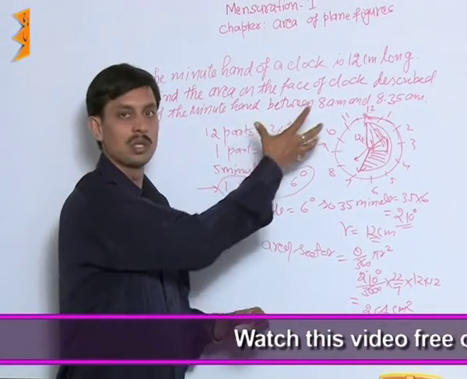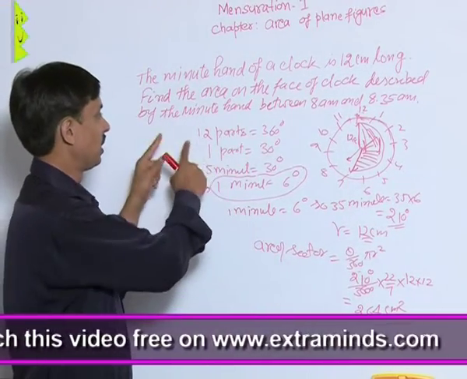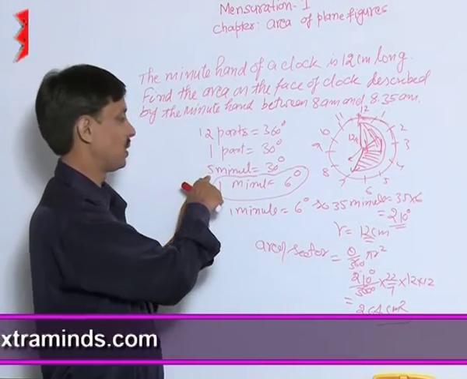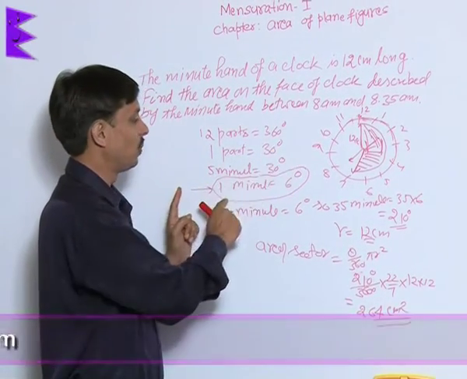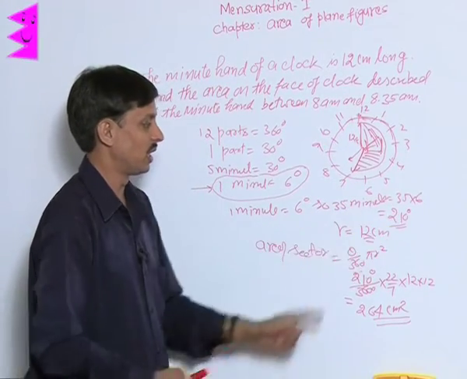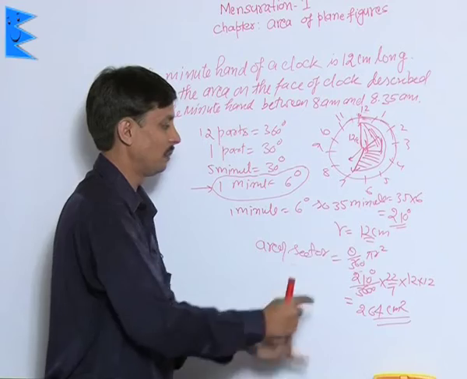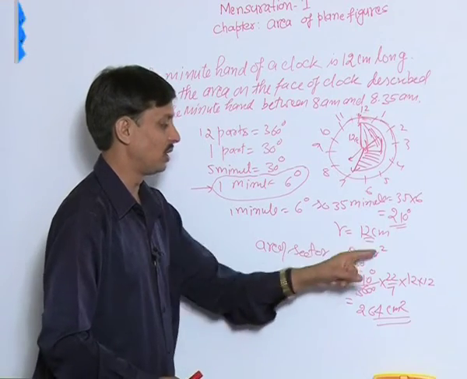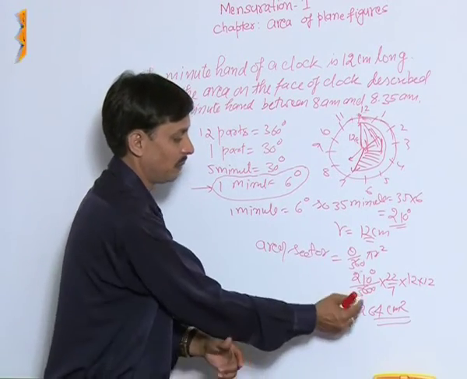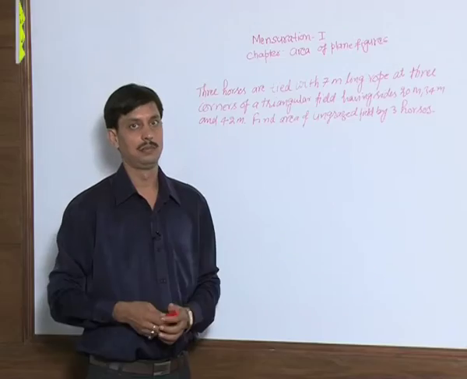So using the concept of the clock classification of angles, that is 12 parts is 360 degrees, 1 part is 30 degrees, 1 part is known as 5 minutes, that is 30 degrees, 1 minute is 6 degrees. For 35 minutes it is 210 degrees, length of radius is 12. Area of sector is theta by 360 pi r square. After using this result, we have obtained the area as 264 centimeter square.